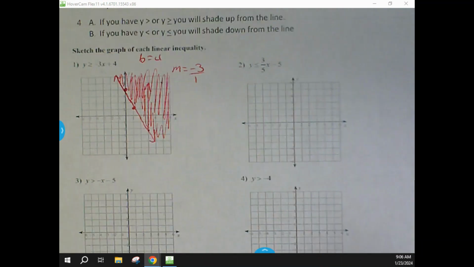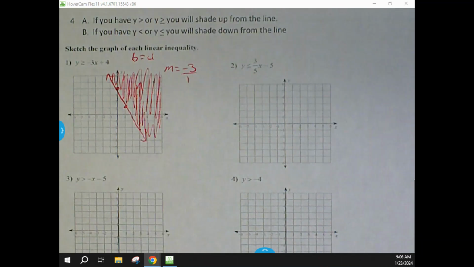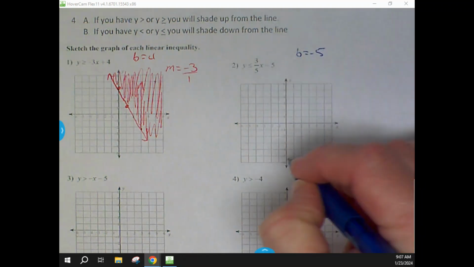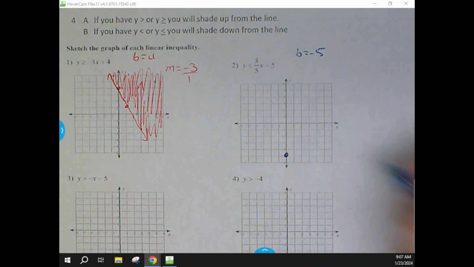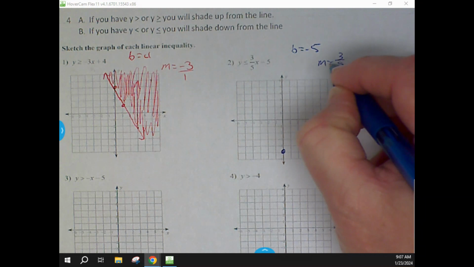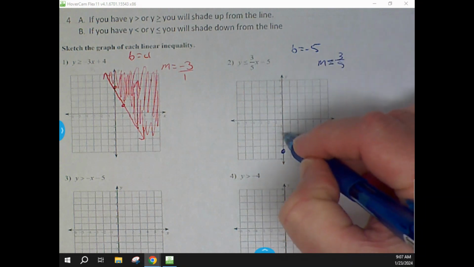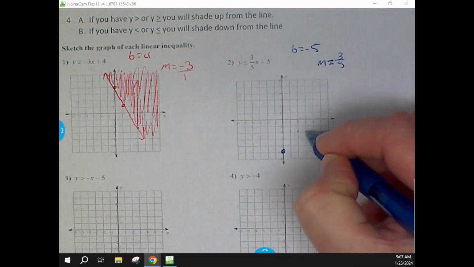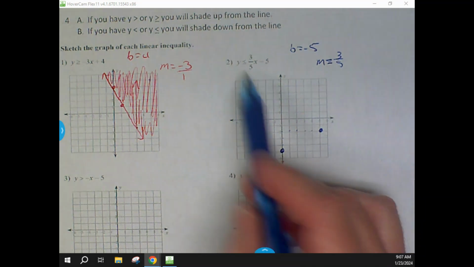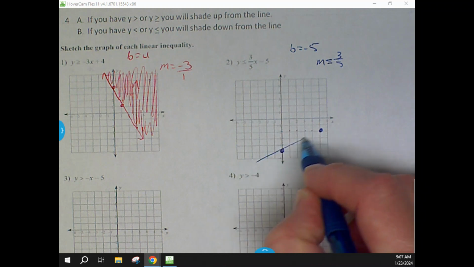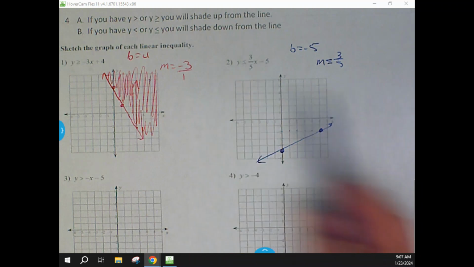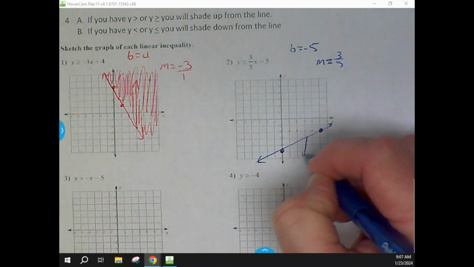All right, so for number 2, our b value is at negative 5, so we put a point there. Our slope in this case is 3/5, so we go up 1, 2, 3 over 1, 2, 3, 4, 5. It does have the bar underneath it, so again, another solid line going this way. And because it's y less than, you're going to shade down.